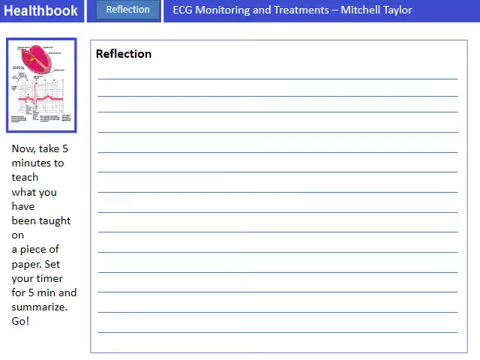And here again, I'm going to give you a few minutes to try and reflect on what's been taught. I would like you to be able to teach this to somebody else and make sure you have this. So I'm going to give you a few minutes to write this out on a piece of paper and teach it back to me, or teach it to somebody that you know.